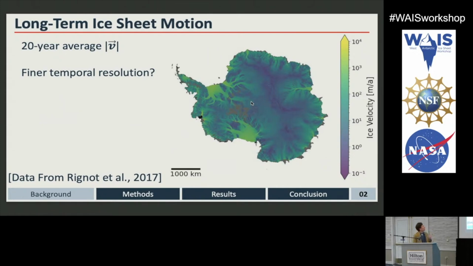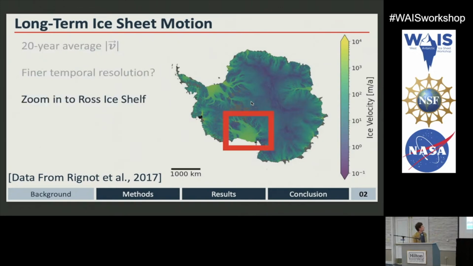Zooming out, we have this great record of long-term ice sheet motion. I'm just showing the 20-year average in this plot, but we also have yearly records of what the ice sheet is doing, and we know that it's a really dynamic system, changing year after year. But there's a fundamental limitation in this large-scale record, which is the satellite orbit repeat times. We only have this yearly product, and satellites orbit weeks to months, so you only get records on that time scale. And in order to get a finer temporal resolution, we need to zoom in.